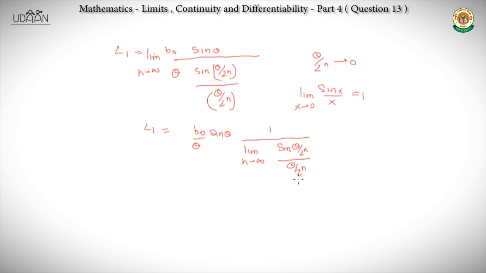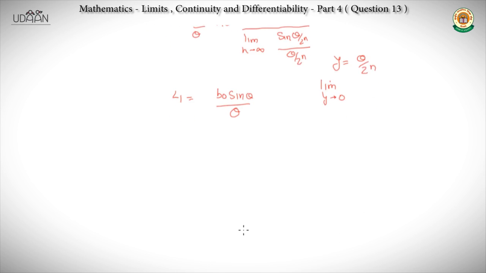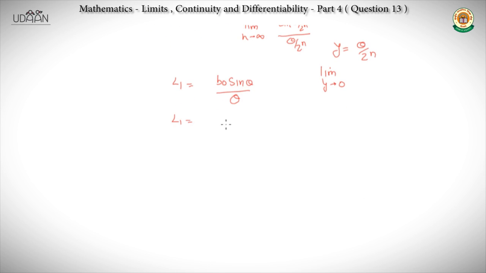Now, for simplification, we can take y equals theta by 2 raised to n. As n tends to infinity, the limit becomes y tending to 0. Or else we can directly see that this expression becomes 1. So our limit becomes L1 equals b naught sin theta by theta. Now substituting back the value of theta and sin theta, L1 equals the root of b naught square minus a naught square divided by cos inverse a naught by b naught.